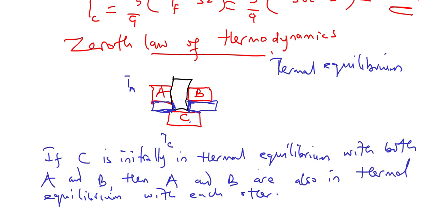So this principle, this law, is called the Zeroth law of thermodynamics. Why is it called the Zeroth law? It is called Zeroth law because it was discovered after the first, second and third laws of thermodynamics were discovered. But the importance was well established, so they had to give it the name Zeroth law of thermodynamics.